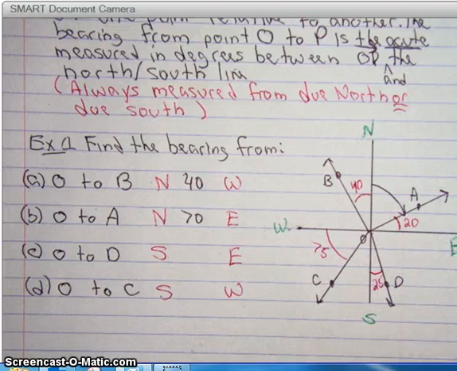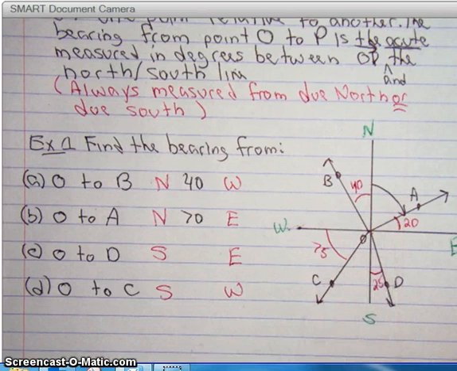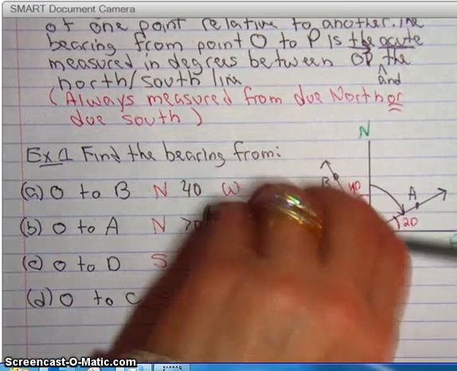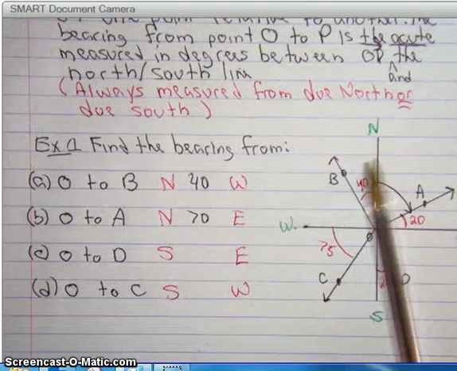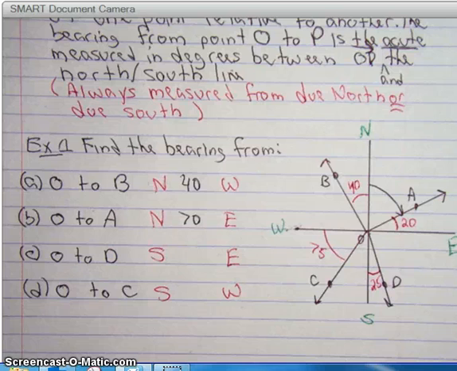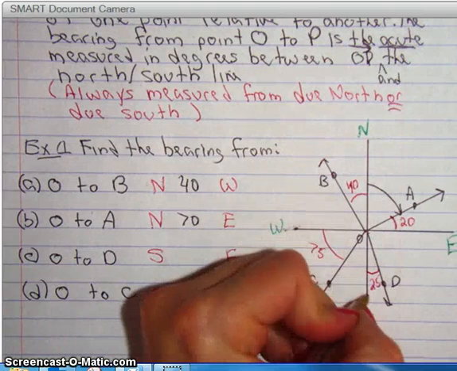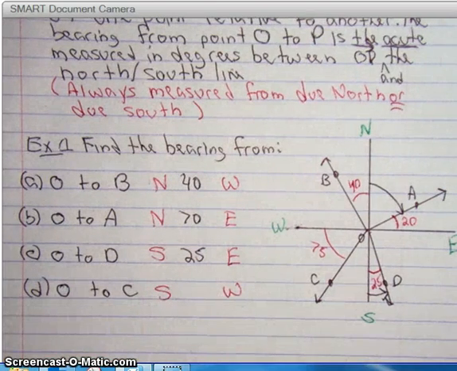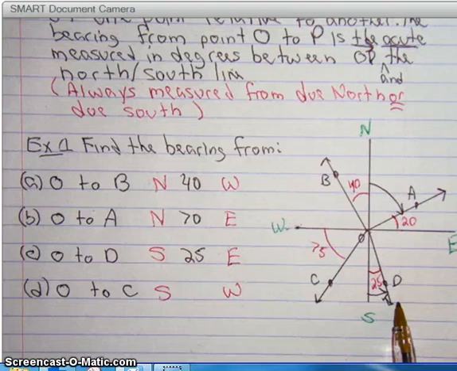Excellent. Rachel, O to D. So from south towards D, how many degrees? Never measured from east towards south. Always measured from south towards east. So what'd you say? 65? So from south towards the east. The answer is 25. From south towards the east. Never from east towards south. Always south towards east or south towards west.